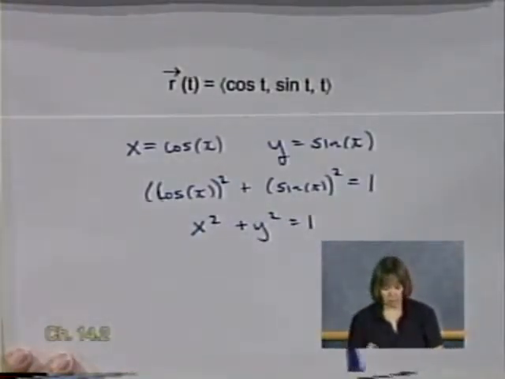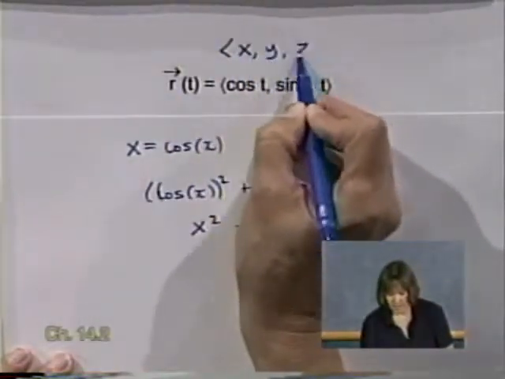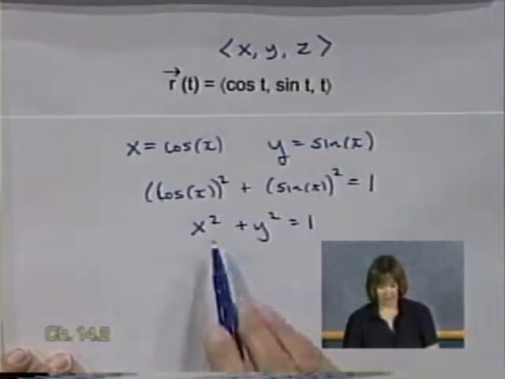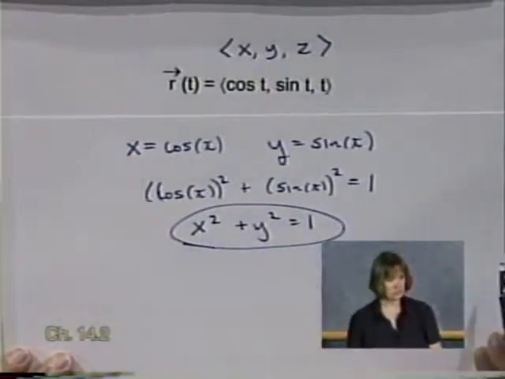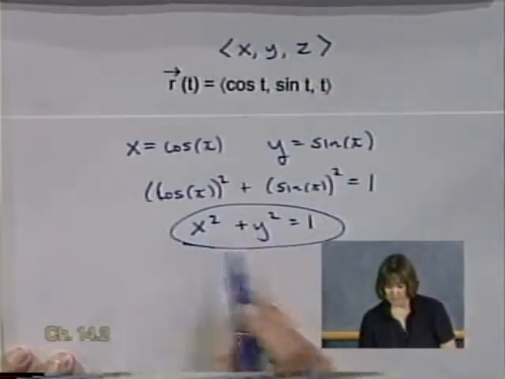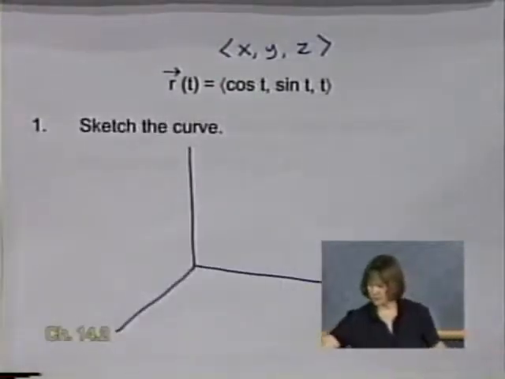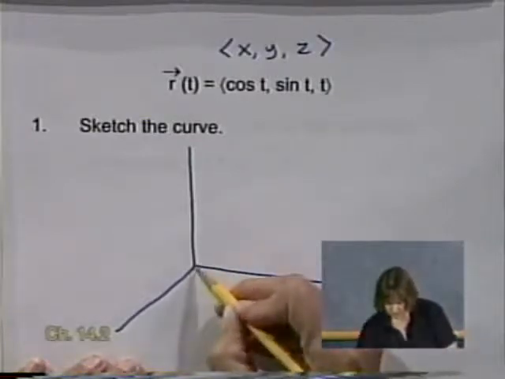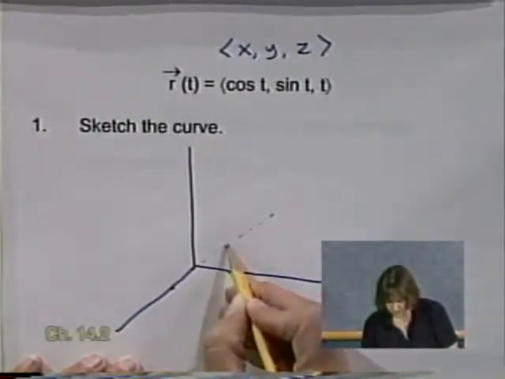So I know all the points that satisfy this equation, which you can think of as x, y, z coordinates. The x, y coordinates satisfy this equation, x squared plus y squared equals 1. In other words, if I plot x and then y, it's always going to fall on the circle whose equation is x squared plus y squared is 1. This circle's center is the origin, and its radius is 1. So I'm going to draw myself a little circle of radius 1.